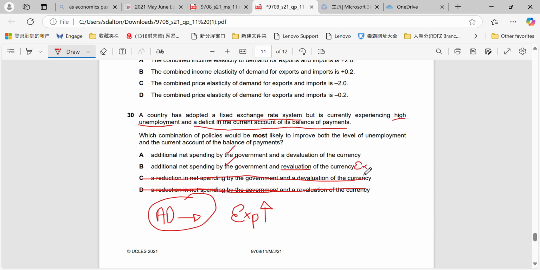Remember, revaluation in a fixed exchange rate operates the same as an appreciation on a floating exchange rate. So it would increase the price of exports, which would reduce the total amount of exports, and it would decrease the price of imports, which would increase the total imports. So therefore we're left with A. Increased net spending would move AD right. Devaluation of the currency would reduce the price of exports, which would increase our total exports, and it would increase the price of imports, which would reduce our total imports into the economy.